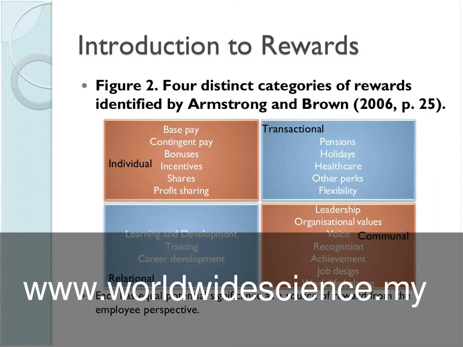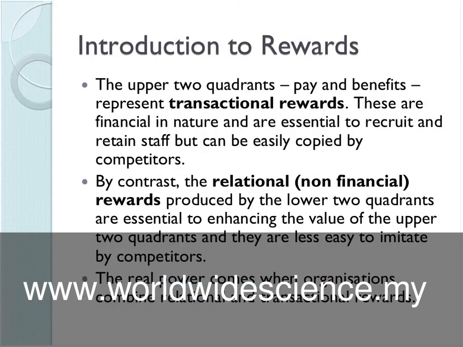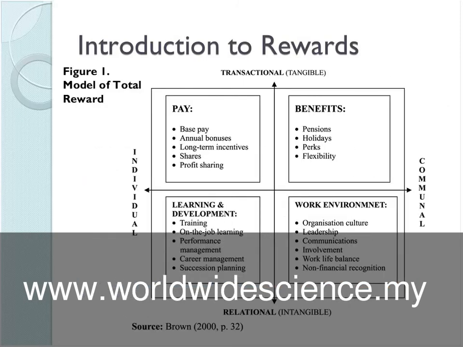Quadrants, here they have a question, what do quadrants mean? Quadrants here, in the figure, this kind of scheme figure, you see quadrants 1, 2, 3, 4. And pay and benefits, this is the upper quadrants. Upper quadrants means the upper 2 parts. And learning and development and work environment are the lower quadrants.